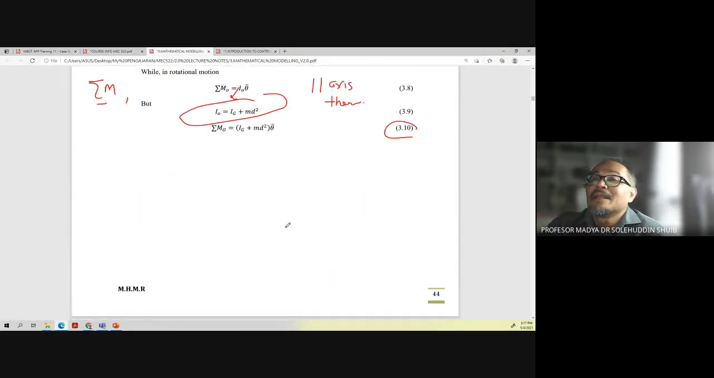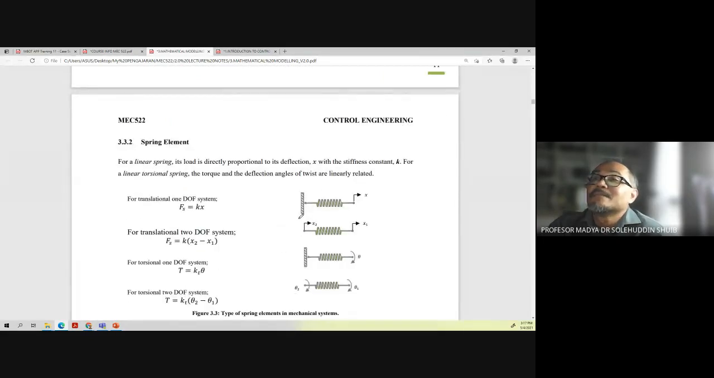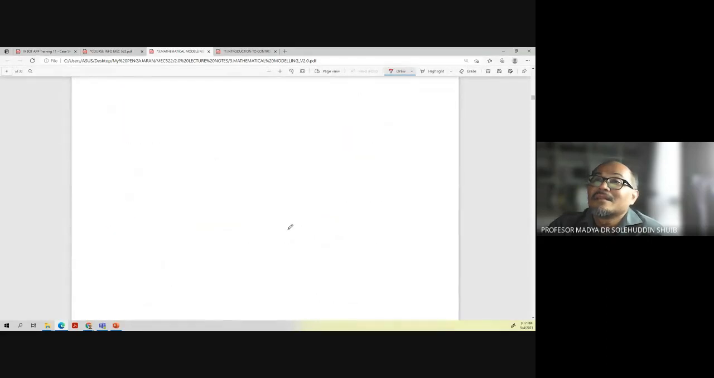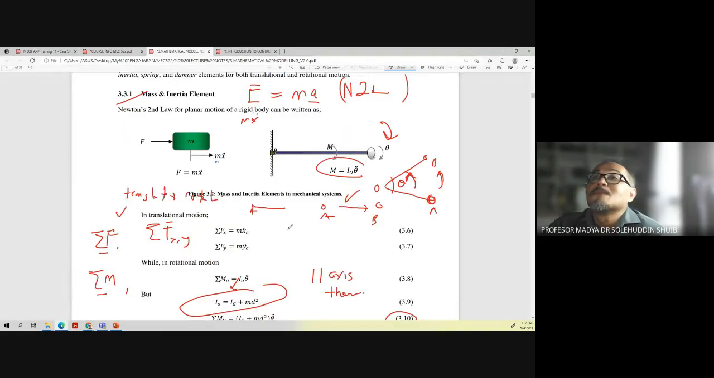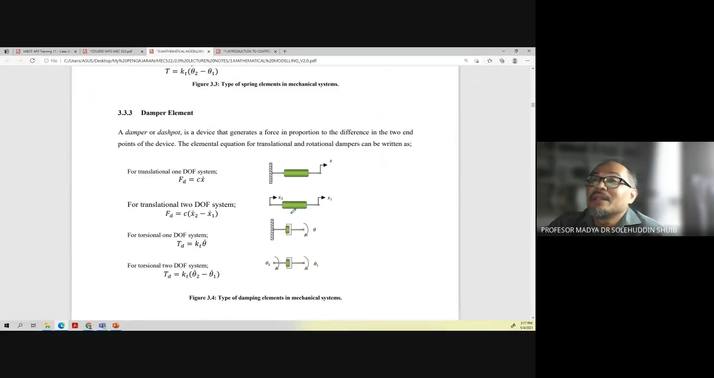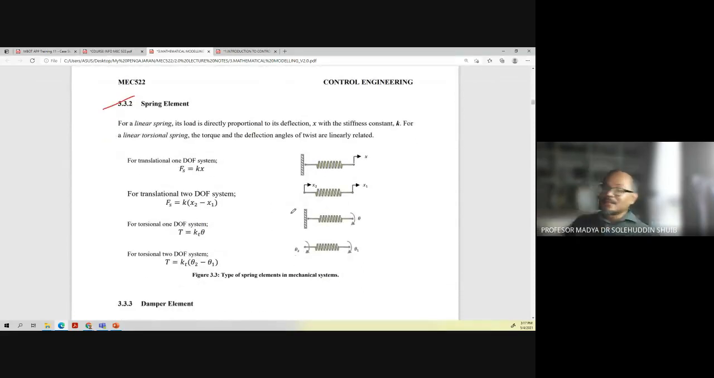Next one, we proceed to the spring element, having done mass. We proceed with spring and then damper.